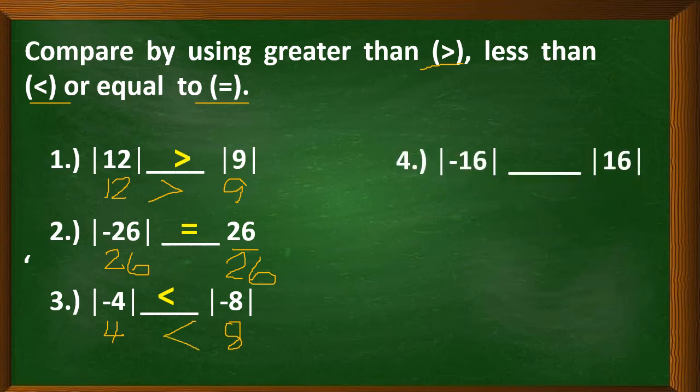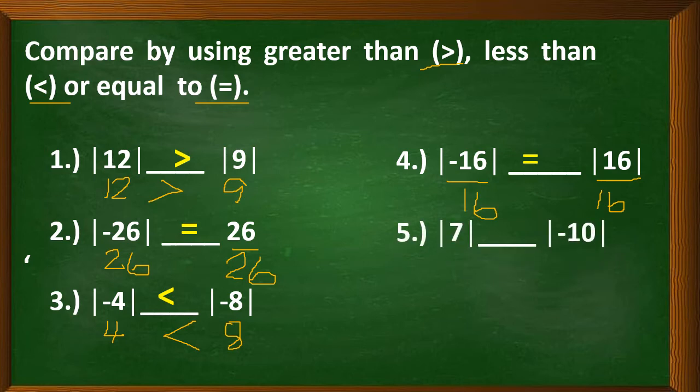How about this one? Absolute value of negative 16 and absolute value of 16. Now let's try to compare. What is the absolute value of negative 16? Of course, the absolute value of negative 16 is 16. How about absolute value of 16? Also equal to 16. Therefore, they are equal.